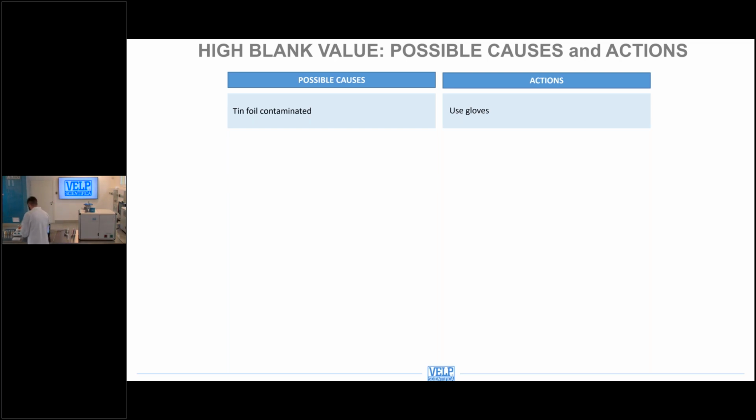Here is an example. Just take the tinfoil from the box and make a small sphere wearing gloves. Then you can put it inside the autosampler.